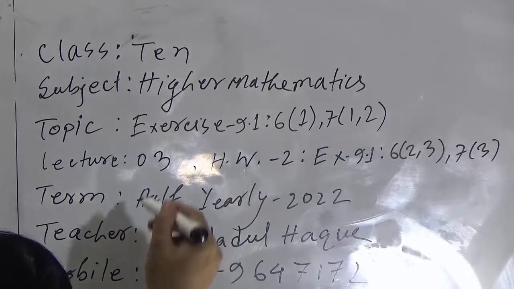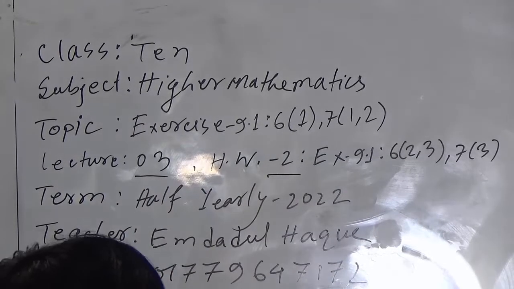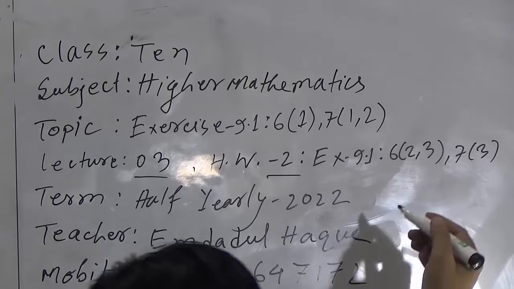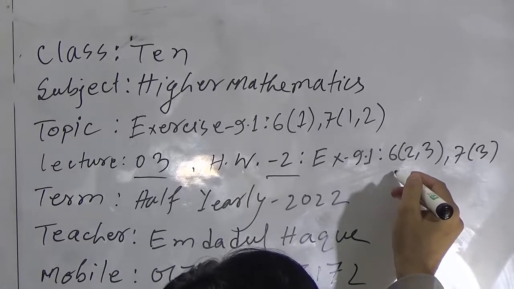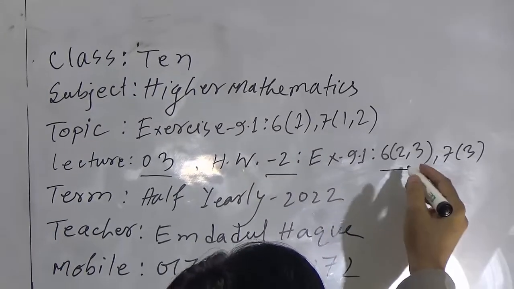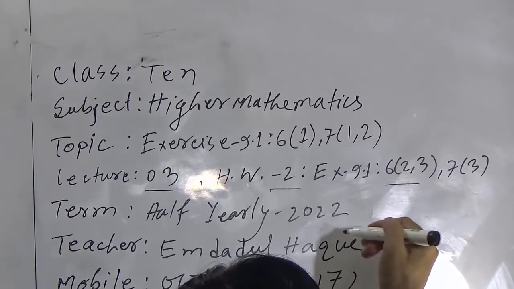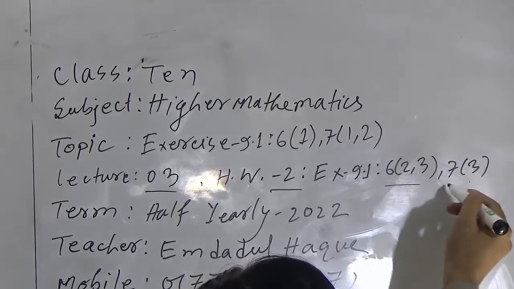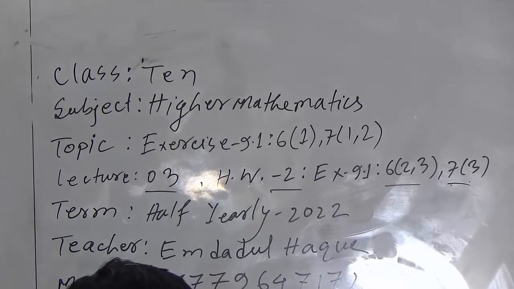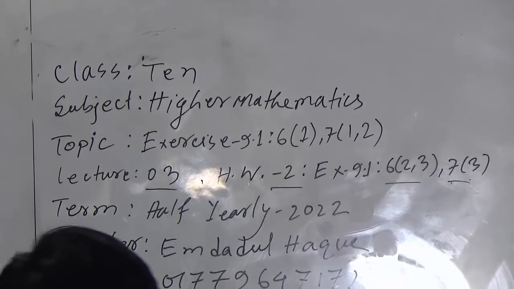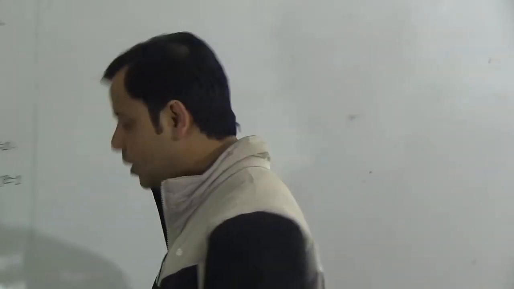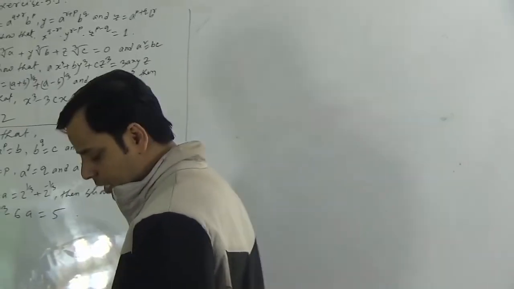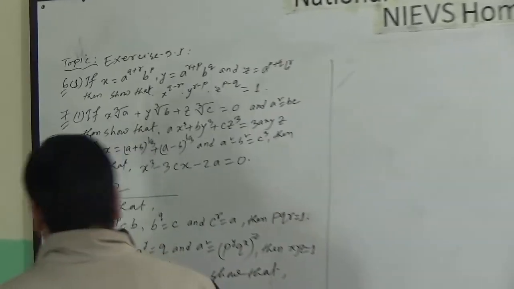Our today's lecture number is 3 and homework number is 2. 3 questions are given for your homework. Questions are question 2 and 3 of 6 and question 3 of 7. Okay dear students, when I complete our today's class, you will be able to do your homework properly. So let us see what are the questions which I will solve in our today's class.